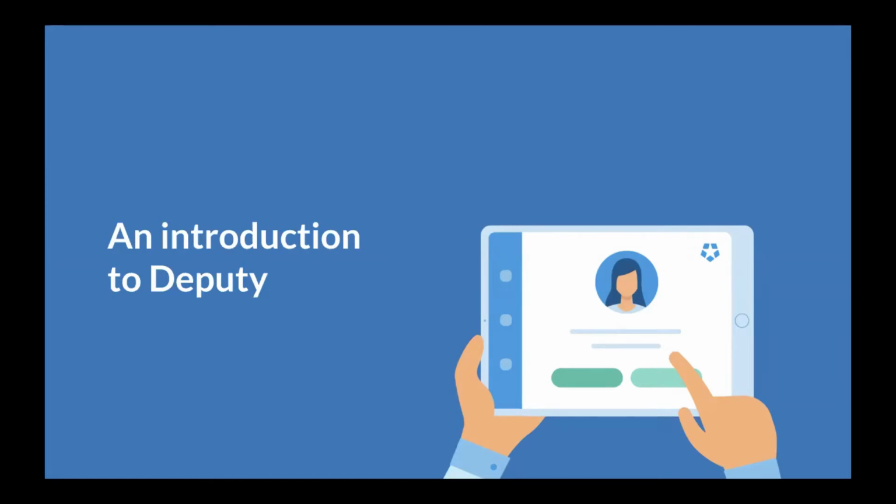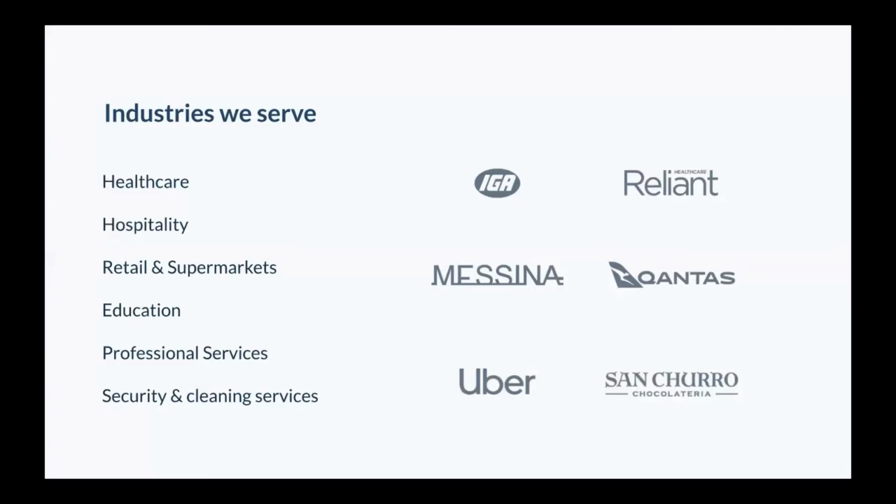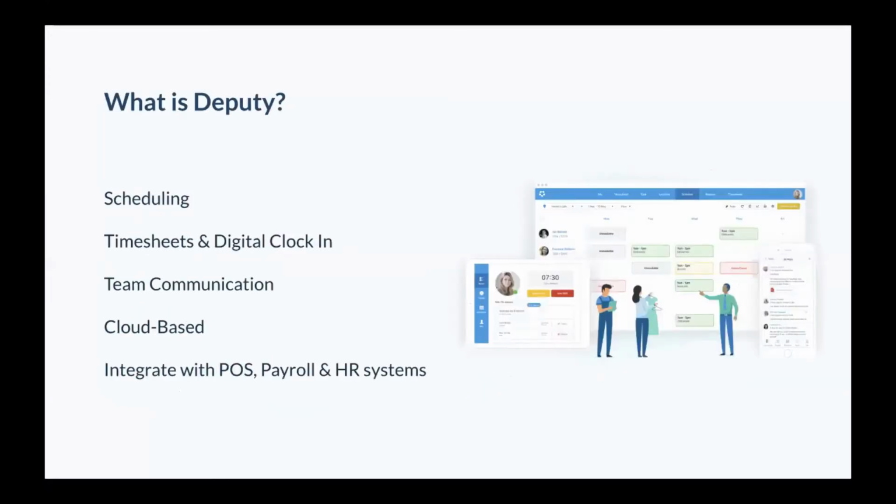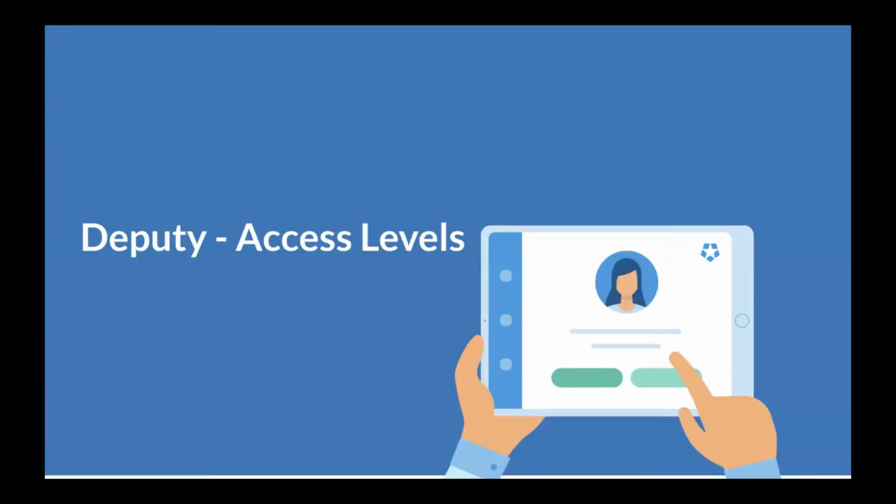But before we get started into the topic, we'll just do a quick run through of what Deputy is. Here are some of the industries on the left that we've served. This year, we've had a lot of success with healthcare. And we also work with hospitality and education and such. And some of the brands on the right are some of them, like that yummy Messina gelato that we all enjoy as well. What we'll do is, again, we'll just run through what the features are. So we've got scheduling, timesheets, and exporting to payroll platforms, integrations with point of sale systems, team communication, and also, of course, because we're cloud-based, we've been able to work with a ton more products as well. So again, the topic today is access levels.